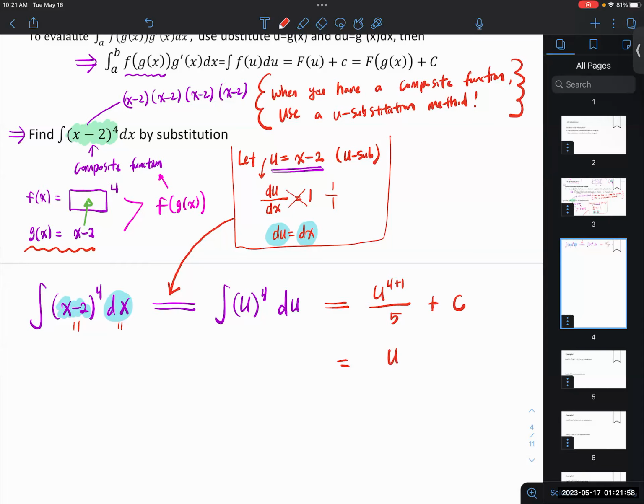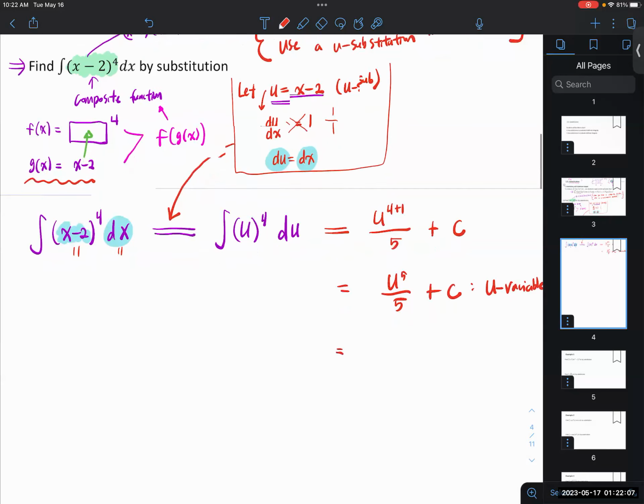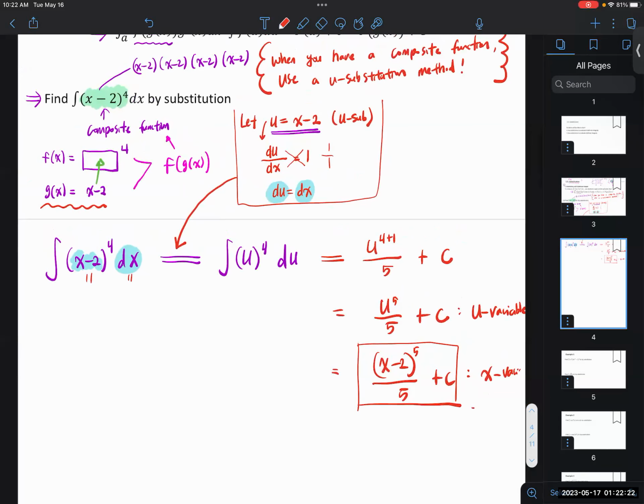And then u to the 5th over 5 plus c. So this is in terms of the u variable. You can go back to the x variable because you know that u was x minus 2, so (x minus 2) to the 5th over 5 plus c. So this is the answer in terms of the x variable. So that's your answer. You just took the integral of that composition function by using the u substitution method. Does it make sense to you?